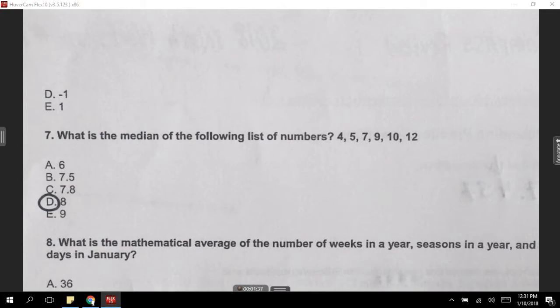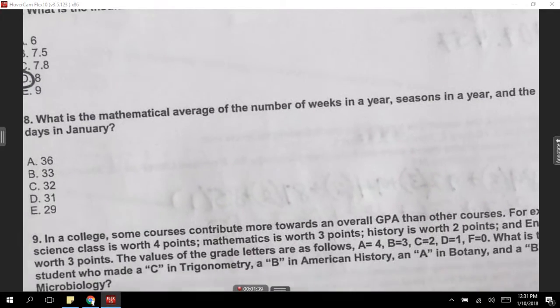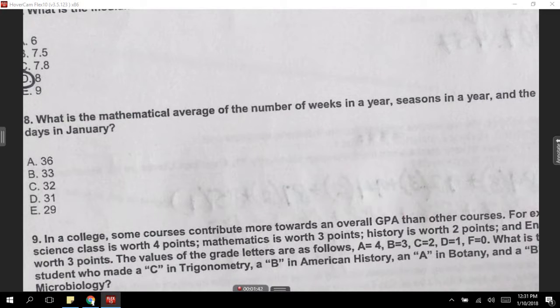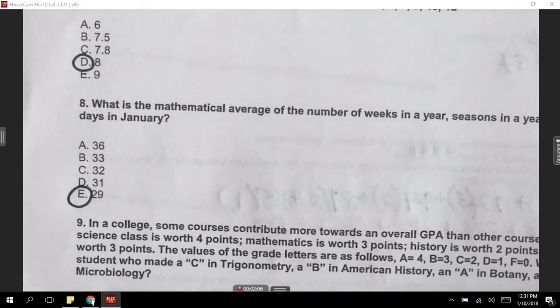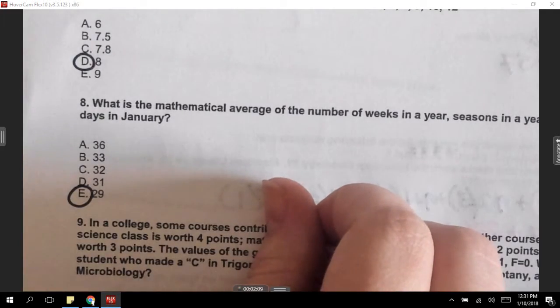And the last one you were supposed to do without me was number 8. It says the mathematical average of the number of weeks in a year, seasons in a year, and the days in January. So this one is probably the hardest of that set because you have to know some things. What did you say, Lloyd? D is incorrect. E is correct. Yes. 2 had it, and I'm mistaken, and then 3 I heard you. So 2 and 3 get a point. It's E. Okay. Let's go over this one.